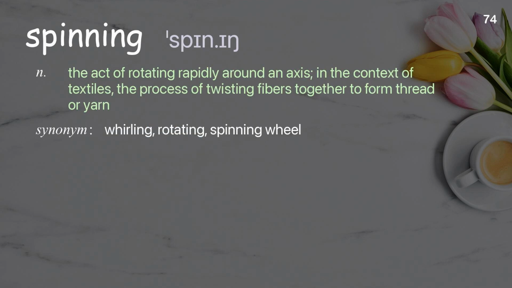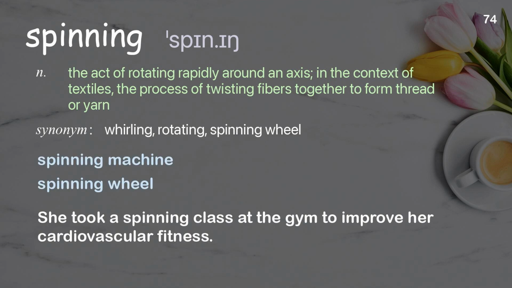Spinning: the act of rotating rapidly around an axis. In the context of textiles, the process of twisting fibers together to form thread or yarn. Examples: spinning machine. Spinning wheel. She took a spinning class at the gym to improve her cardiovascular fitness.